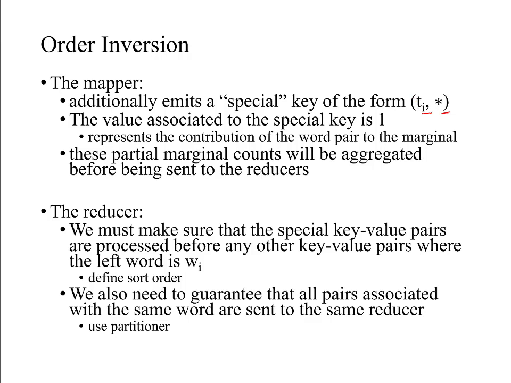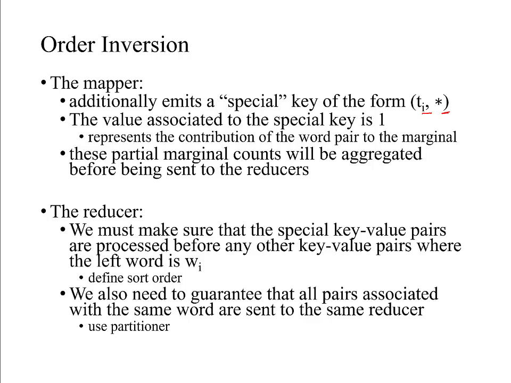Sorry, here should be TI. And the value associated with the special key is 1, because the mapper takes one document each time, right? So the value is 1 because it means this term appears in that document. Okay. These partial marginal counts will be aggregated before being sent to the reducers.